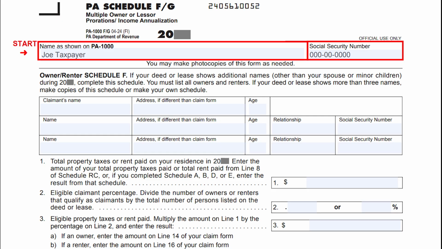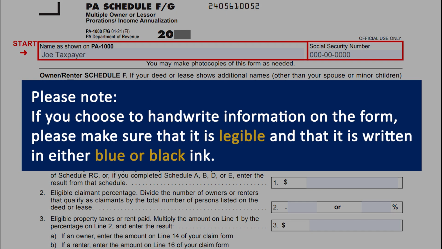If you choose to access the PDF version of this form online, you can type the relevant information. Please note, if you choose to handwrite the information on this form, please make sure that you legibly print and that you use either blue or black ink so that our machines can scan the form properly.